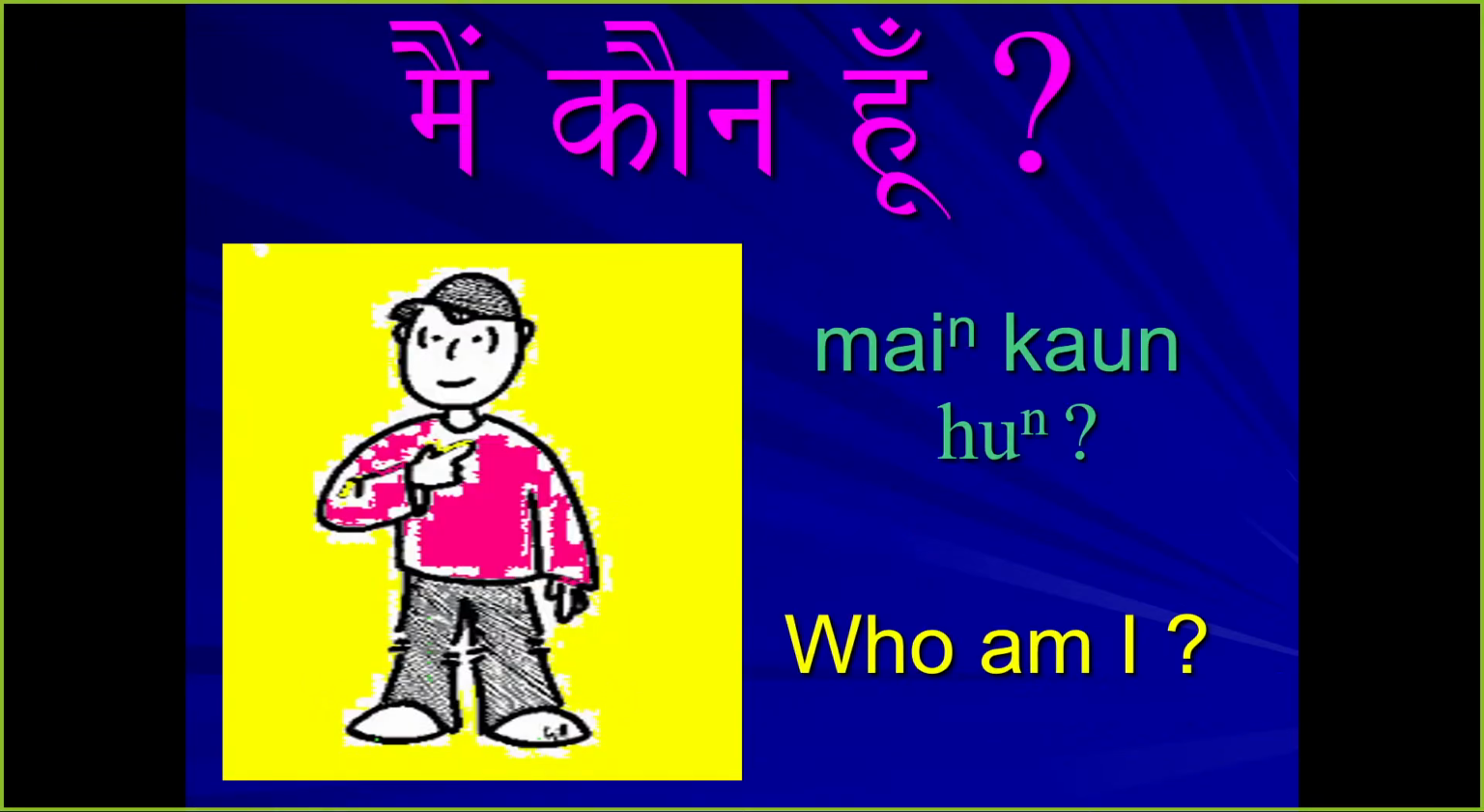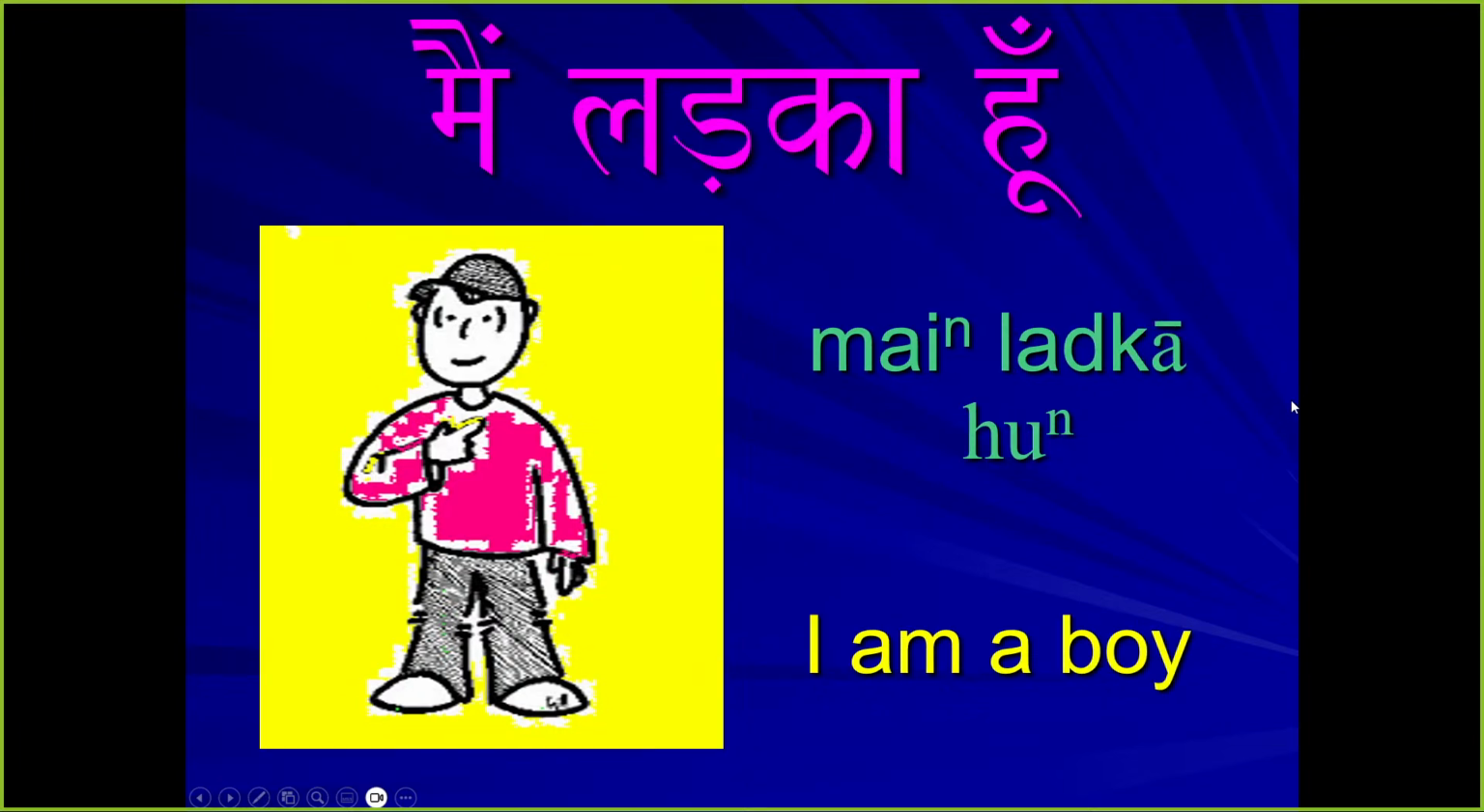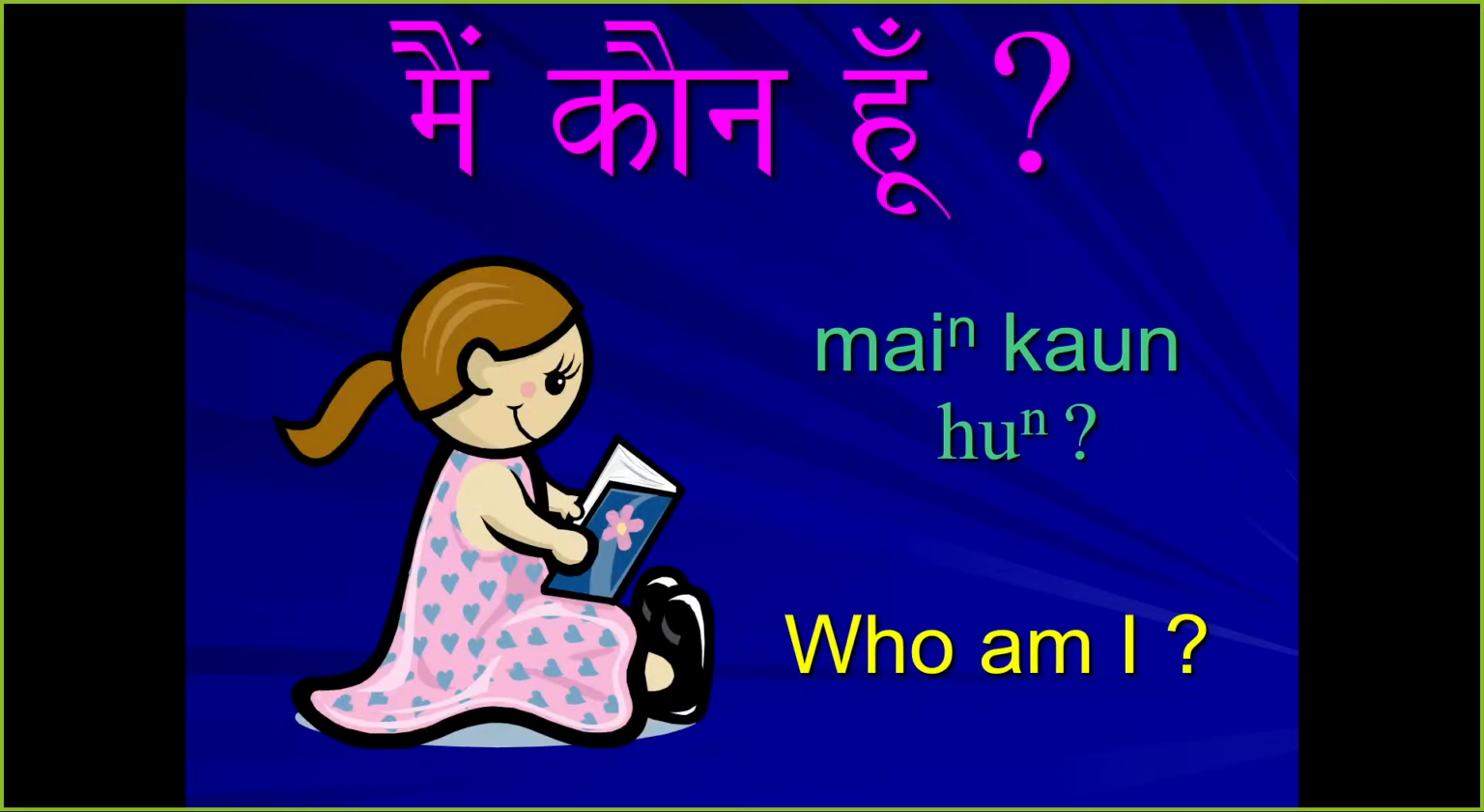Okay. Now then let's read a sentence. Kavina, can you read it for me? मैं कौन हूँ? So now, if in the picture it's a boy or girl, how would you answer that question? मैं लड़का हूँ. Simply we'll take out the question word and we'll say मैं लड़का हूँ. Okay? मैं लड़का हूँ.